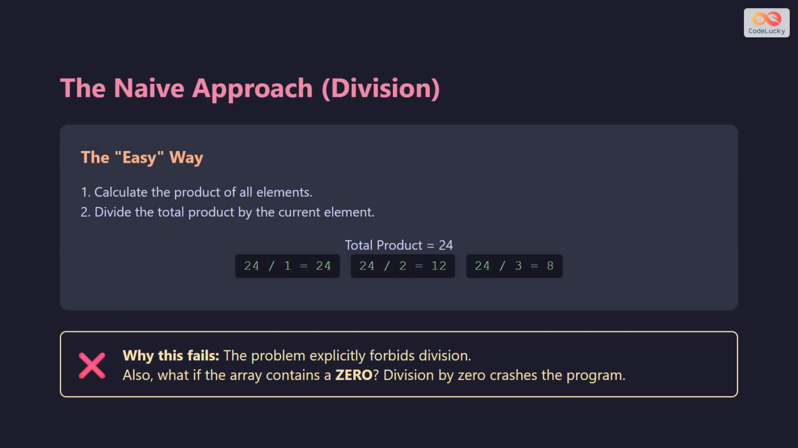The first solution that comes to mind is often the division approach. You could simply multiply all the numbers together to get a total product, which is 24 in this case, and then divide that total by each element. However, this problem explicitly forbids division. Why? Because if the input array contains a 0, you would crash with a division by 0 error.